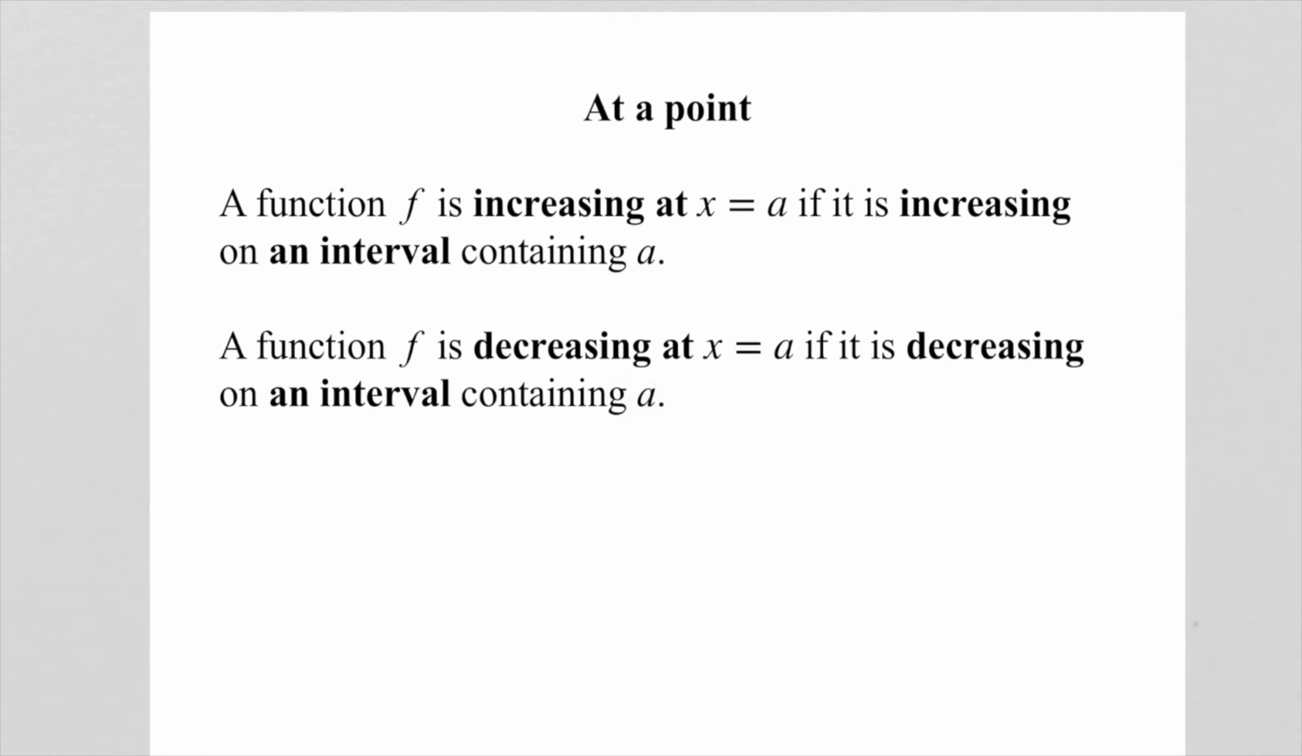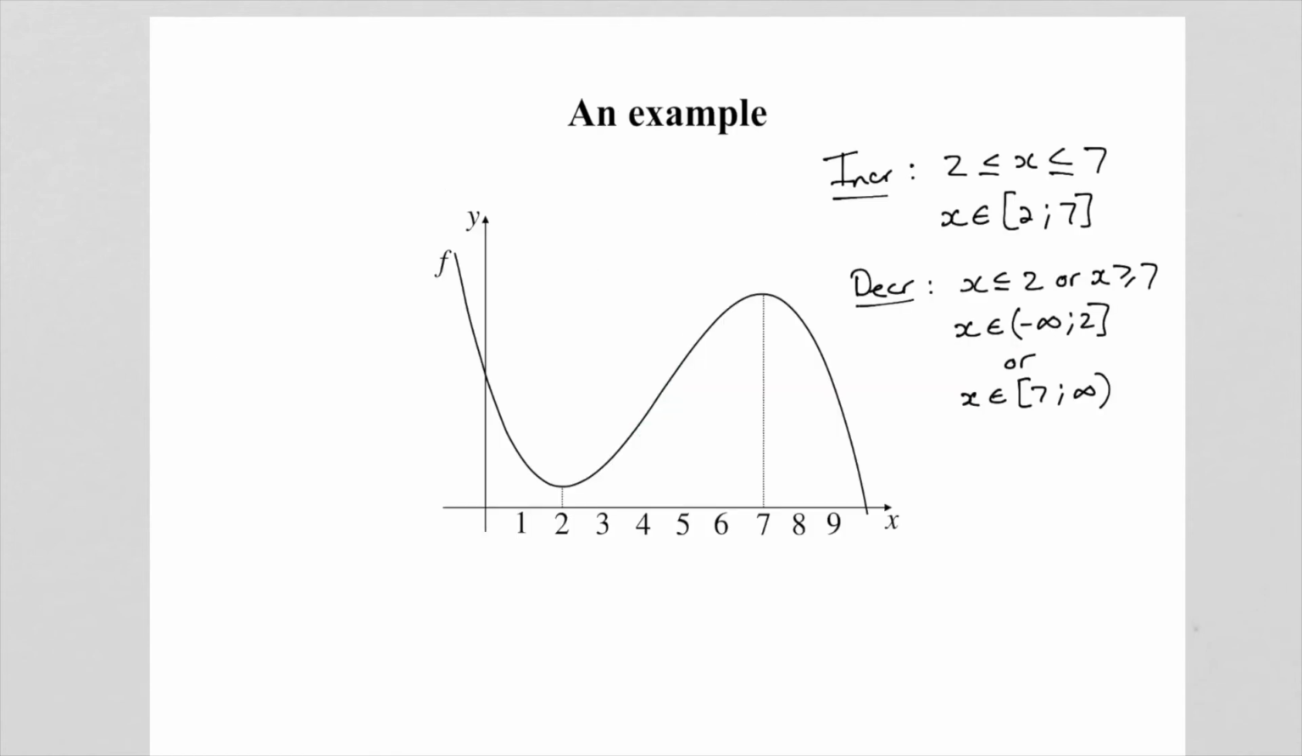Now, if we go back to the example that we've looked at earlier, we will say that the function is actually increasing at 2 because it is increasing on an interval containing 2. You'll remember the function is increasing from 2 to 7, including 2 and including 7. That means 2 is included in this interval on which the function is increasing, and therefore we say that the function is increasing at x equal to 2. And the same for 7.